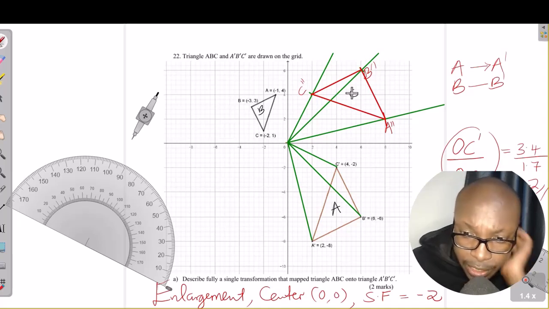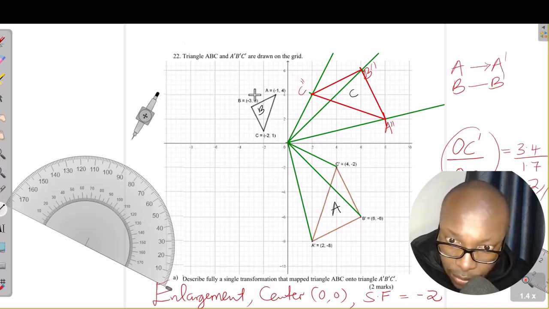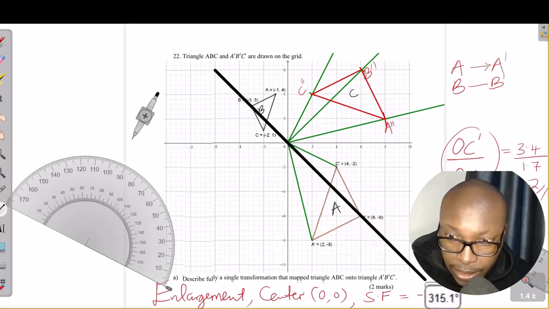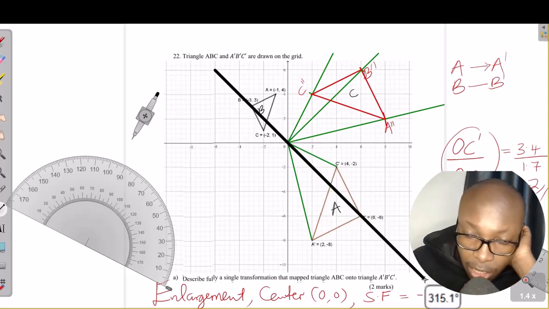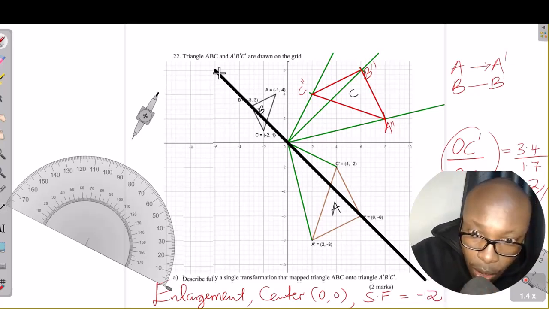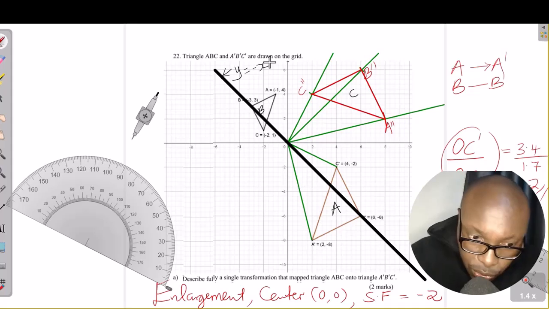So y is equals to negative x is this line that passes through this point. Let me draw that line. Y is equals to negative x. We have this line that passes through this point. That is the line that passes through the center of the axis. So this is y is equals to negative x. So you need to give the image of that, and this is what you're supposed to understand.